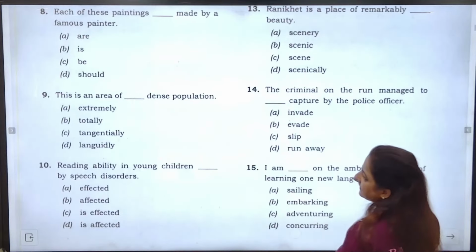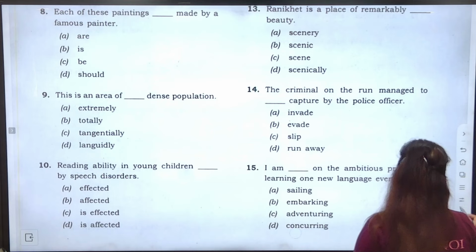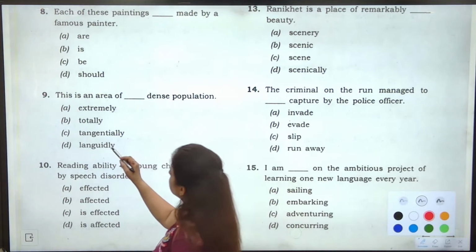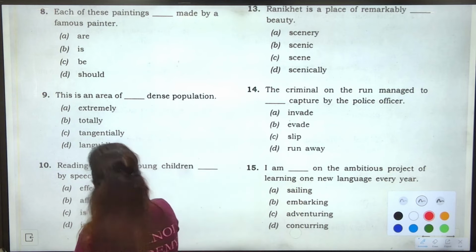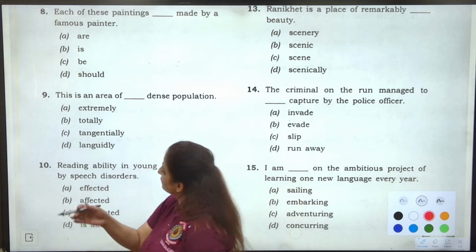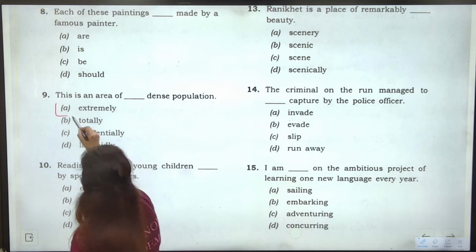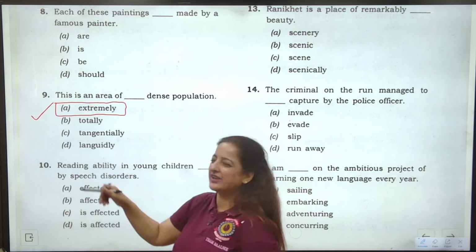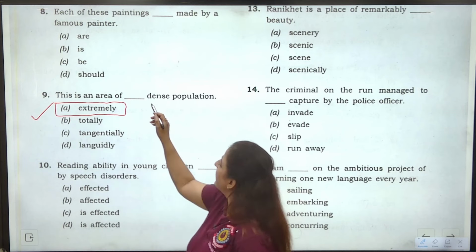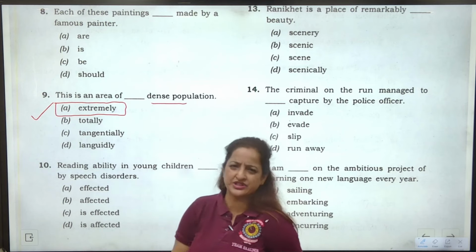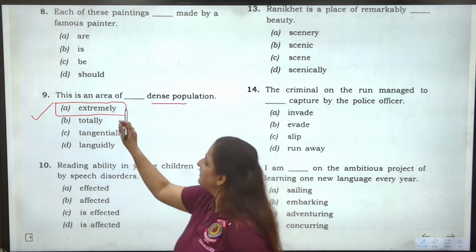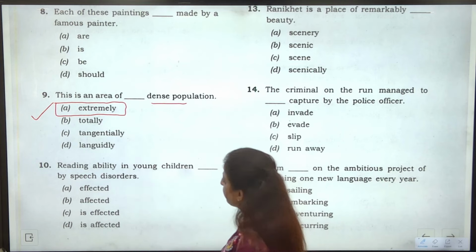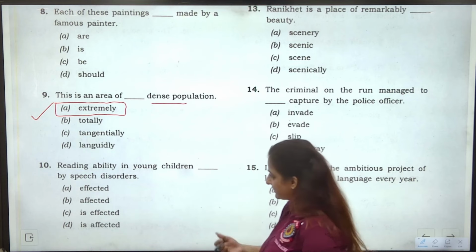Question number 9. This is an area of dash population. Extremely dense, totally dense, tangentially dense, or languidly dense. Unnecessarily, they've given you words to confuse you. It's simply extremely dense population. They're just giving you difficult vocabulary words to confuse. We know dense के साथ बहुत ही dense population है. We just want to say ज़्यादा dense है. So go for a simple word, extremely dense. Anyways, वो meaning भी वहाँ match नहीं होता. Population के लिए tangent और languid नहीं use करते.